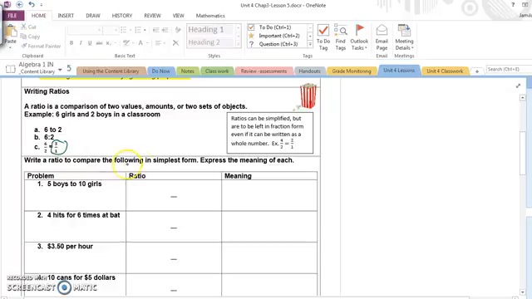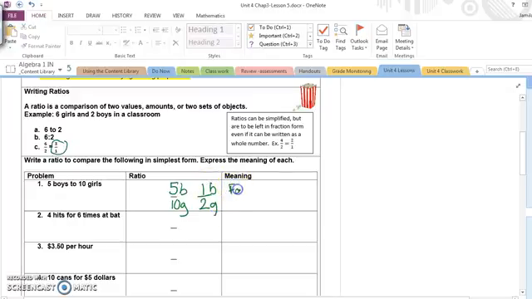Write a ratio to compare the following in simplest form. Express the meaning of each. So we have 5 boys to 10 girls. So as a ratio can also be interpreted as a fraction. Ratio and fraction have the same meaning. So we can do boys on top, 5 boys, 10 girls. This will reduce. Okay, so 5/10, 5 goes into both, so that will be 1/2, because 5 goes into 10 2 times. This means for every 1 boy, we have 2 girls.